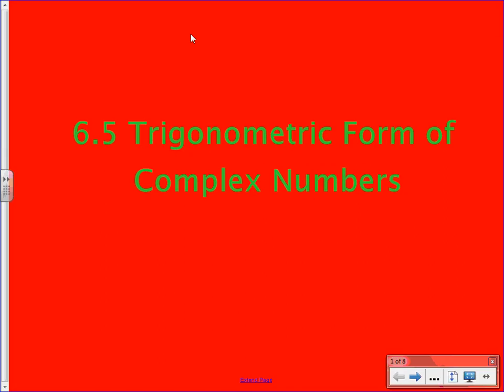So today we're going to go through the trig form of complex numbers. Today and tomorrow. So today we're going to get the basics, and tomorrow we'll go further with it.